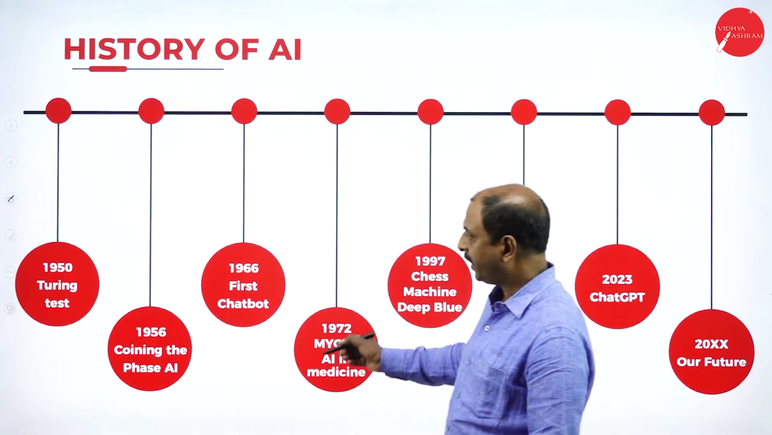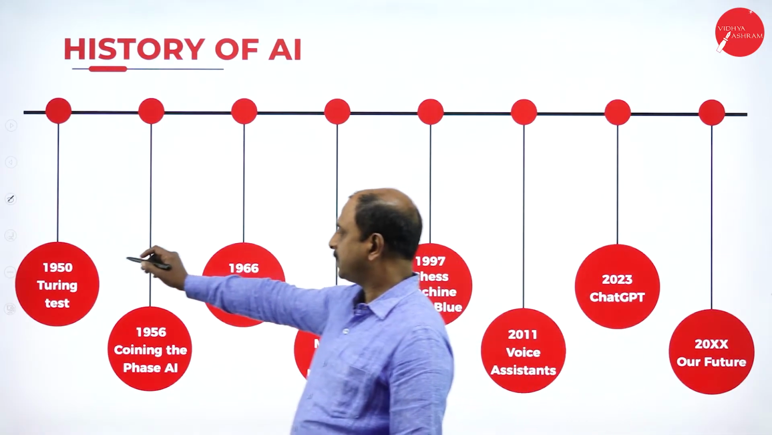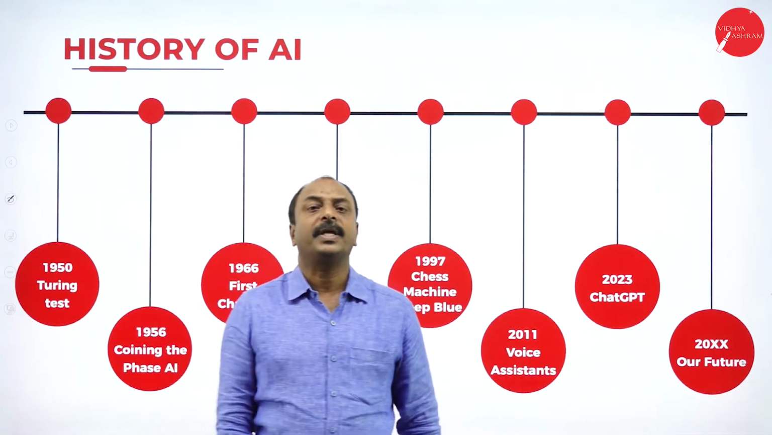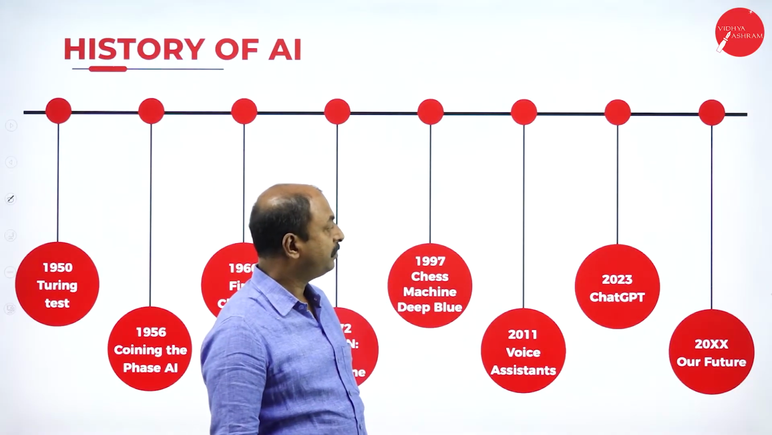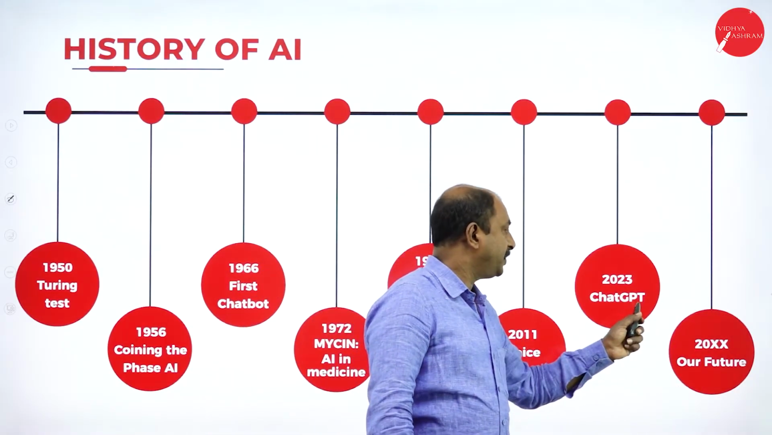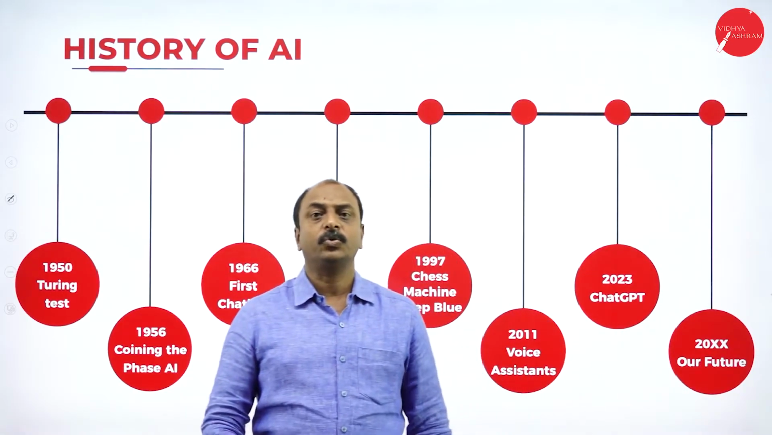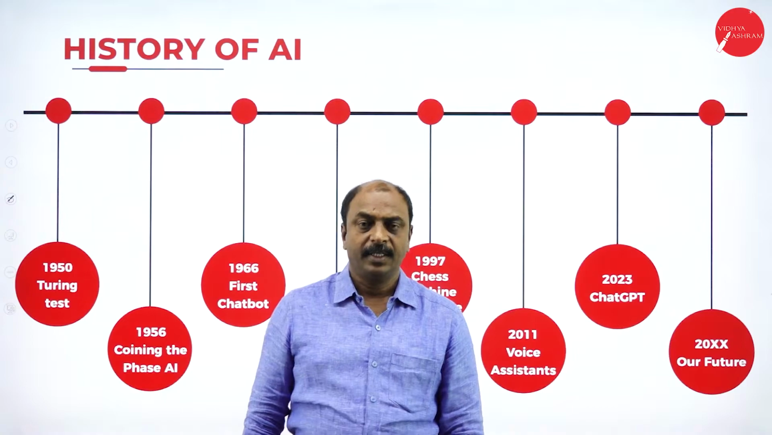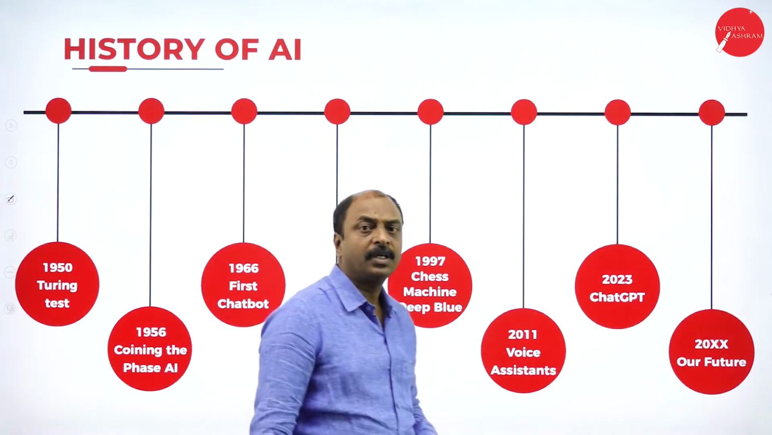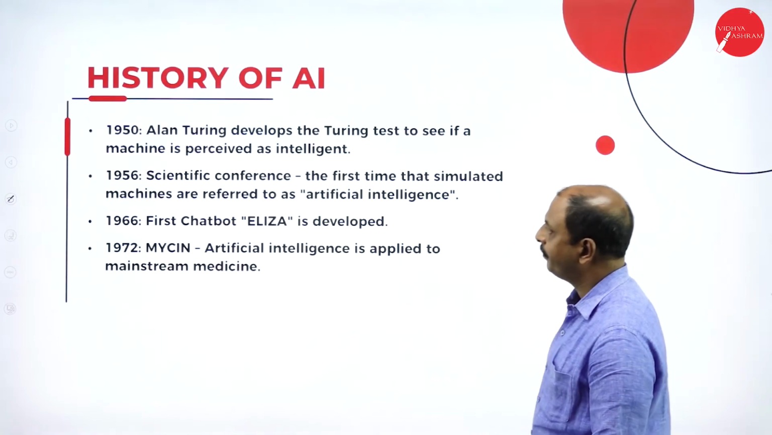If you look at the slide, at the beginning this is the Turing test. It was the beginning of the AI system. And now you know what ChatGPT is today, and we cannot expect what the future of AI will be. So let us see these inventions or developments one by one.